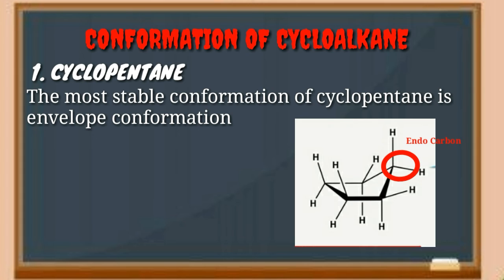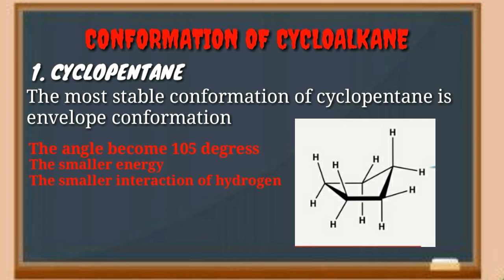The lone carbon atom is called the flap carbon. And the bond angle in the envelope conformation is reduced to 105 degrees. The interaction between hydrogen atoms is also reduced, so the energy is smaller and it is more stable.